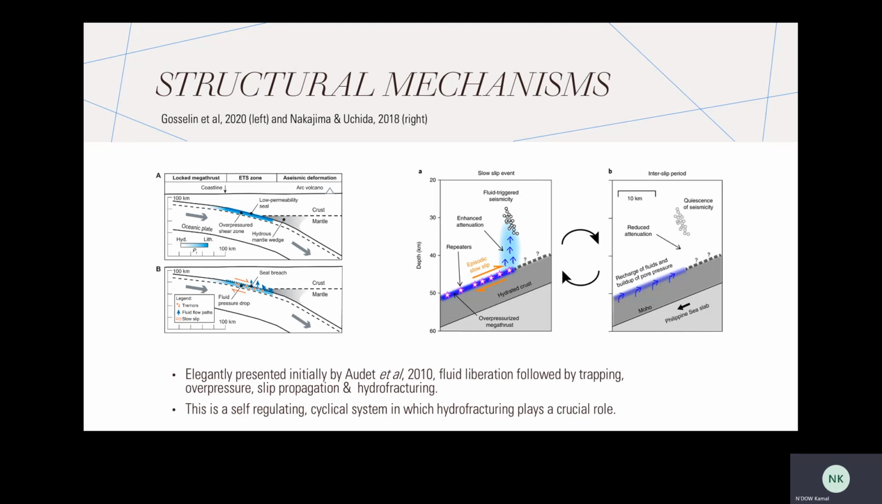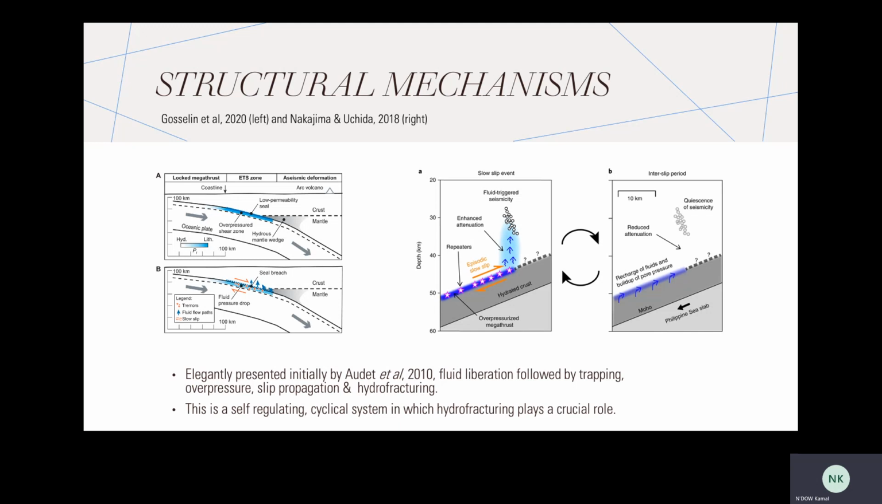This system is still widely agreed on, as you can see from these two schematics, which provide a graphical representation of this exact process from very recent papers by Gosselin et al. and Nakajima and Uchida up to 10 years later. Hydrofracturing also plays a crucial role in this cycle, allowing fluid escape, which lowers the pressure and terminates slip propagation. This is caused by dehydration embrittlement.